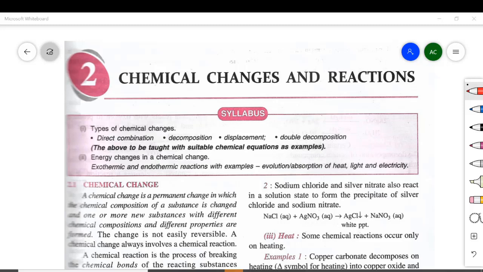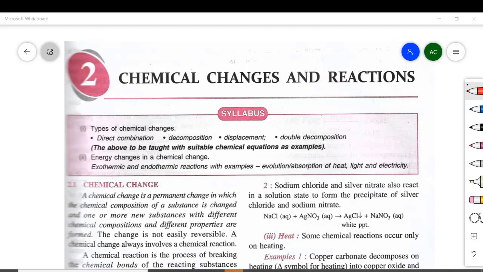Hello students, now I'll start with the second chapter, that is chemical changes and reactions. In this chapter, we'll be studying the different types of chemical changes, chemical reactions, and the energy changes in a chemical reaction. That is, whether the reaction is exothermic, endothermic, or electricity is involved, or maybe heat is involved in the reaction, or light is involved, and so on.